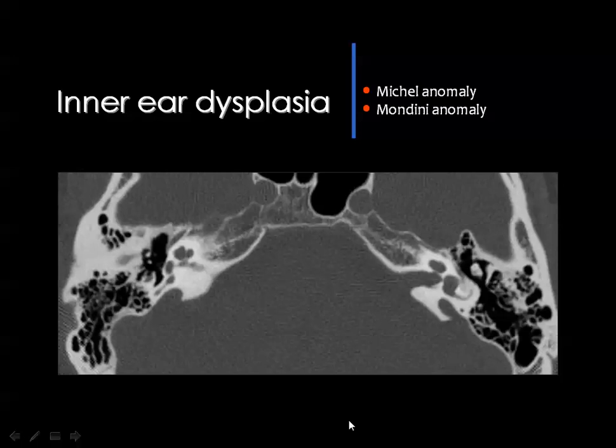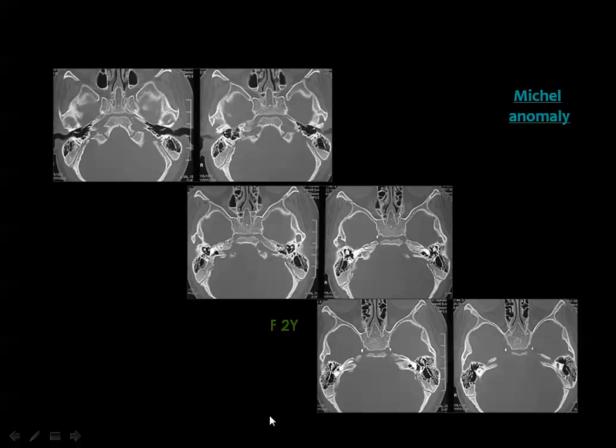Actually, there are two types of inner ear dysplasia. The first one is the Michel anomaly, and the second one, which is relatively more common, is known as Mondini anomaly. Michel anomaly means total absence of the inner ear structures. Then if you look here at these CT scans, you can see the middle ear structures, but you cannot see any of the inner ear structures.